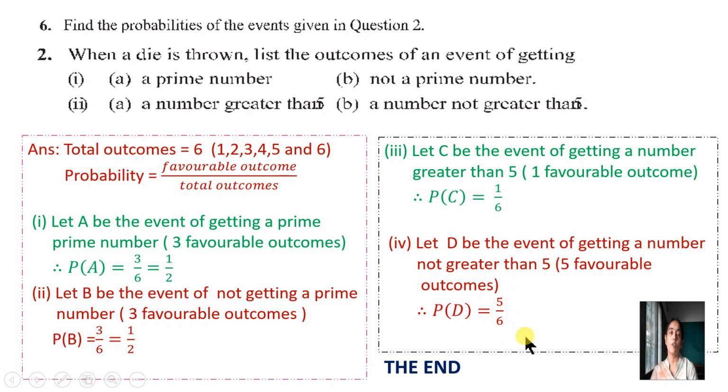So this was the end of your exercise 2 and the chapter also. Exercise 5.3 comes to an end here, and also your chapter is over.